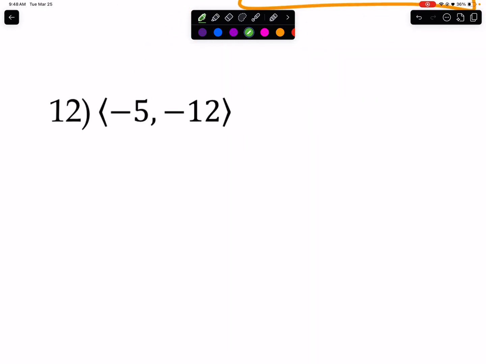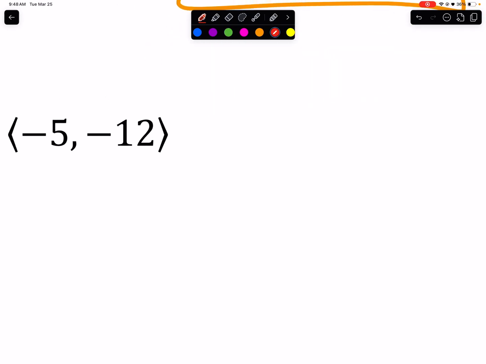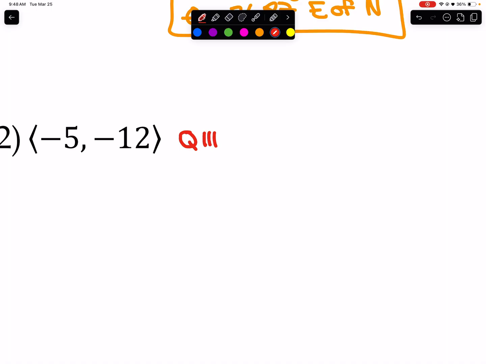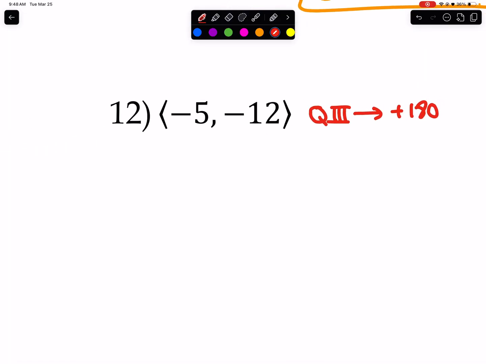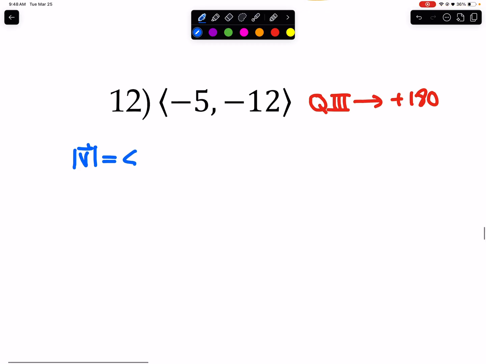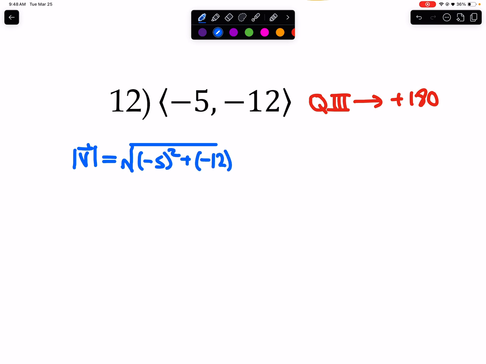So with number 12, I see that I have a negative, negative, which tells me that that's going to put us in quadrant 3. So in quadrant 3, that means I'm going to need to add 180 degrees to my angle to put it in standard position. So starting off, we're going to do the magnitude, which I really should have come up with some better values because these are all Pythagorean triples. So we're going to have negative 5 squared plus negative 12 squared. And then once again, this Pythagorean triple, that would just give you 13.